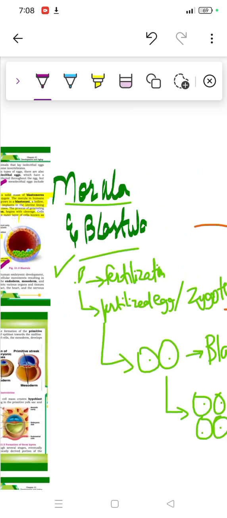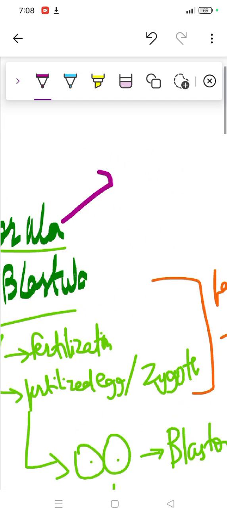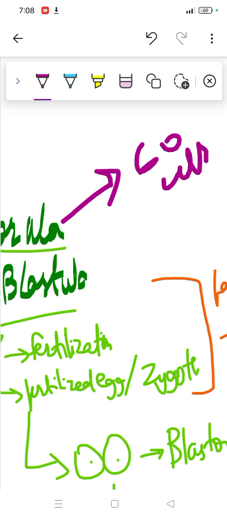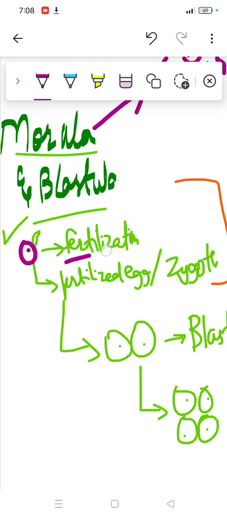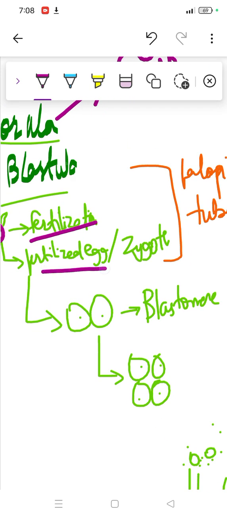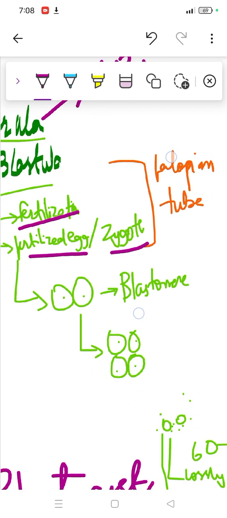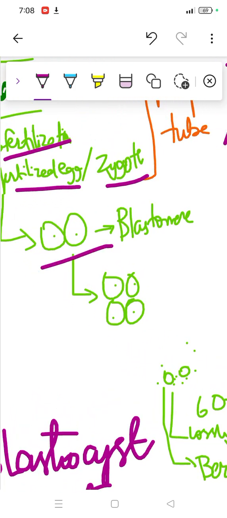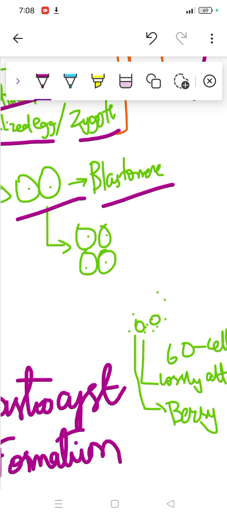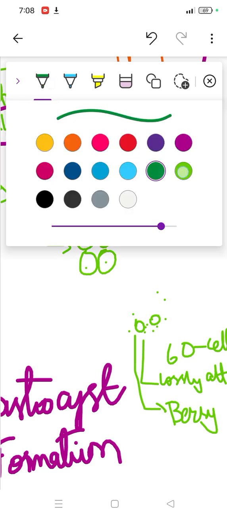So let's start with the morula. Morula is simply when 60 cells combine. So what 60 cells? First, here's the ovum and sperm. When they both get fertilized, they form a structure which is also called a fertilized egg or zygote. This happens in the fallopian tube. Then they simply copy themselves and divide into other cells called blastomeres. After that, they form another structure having 4 cells.